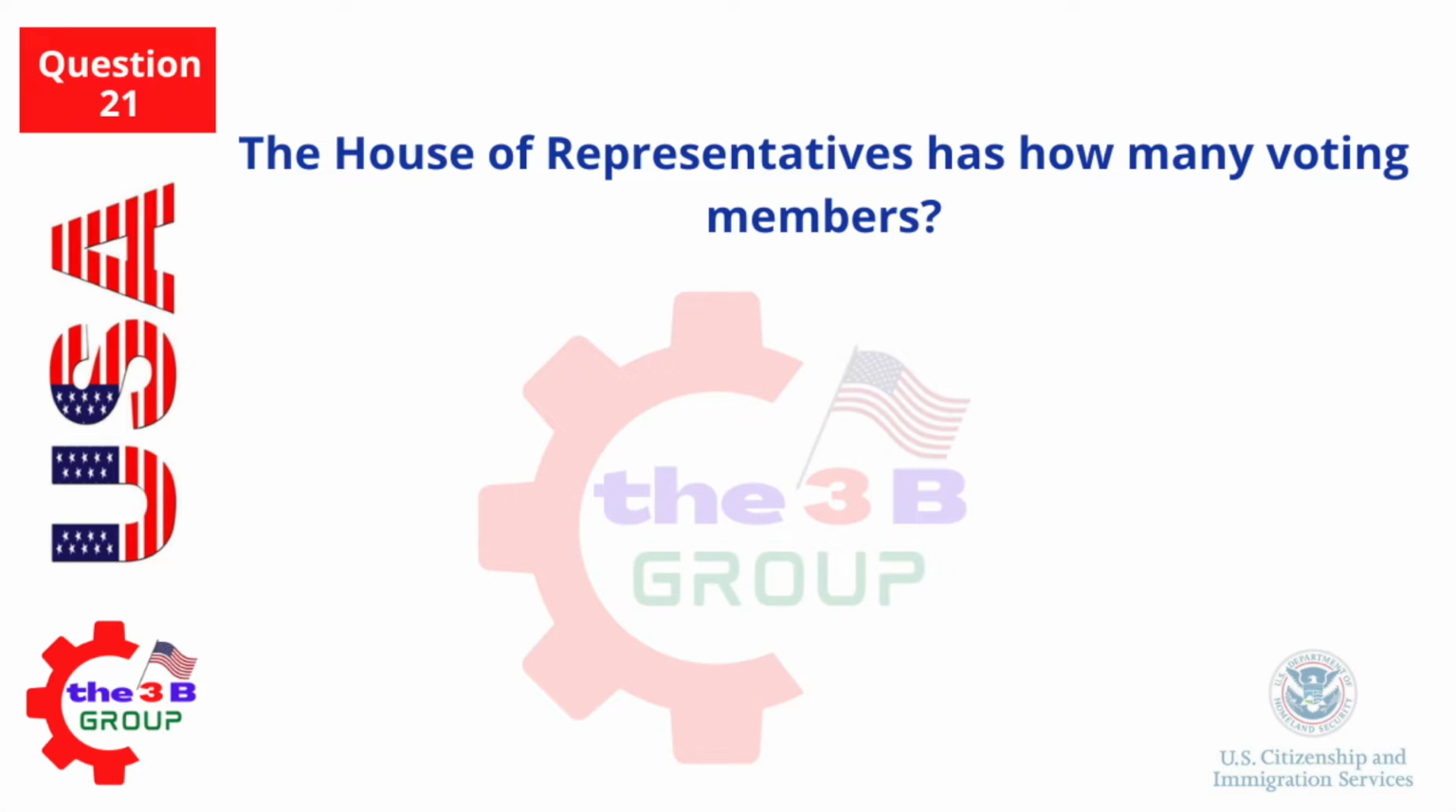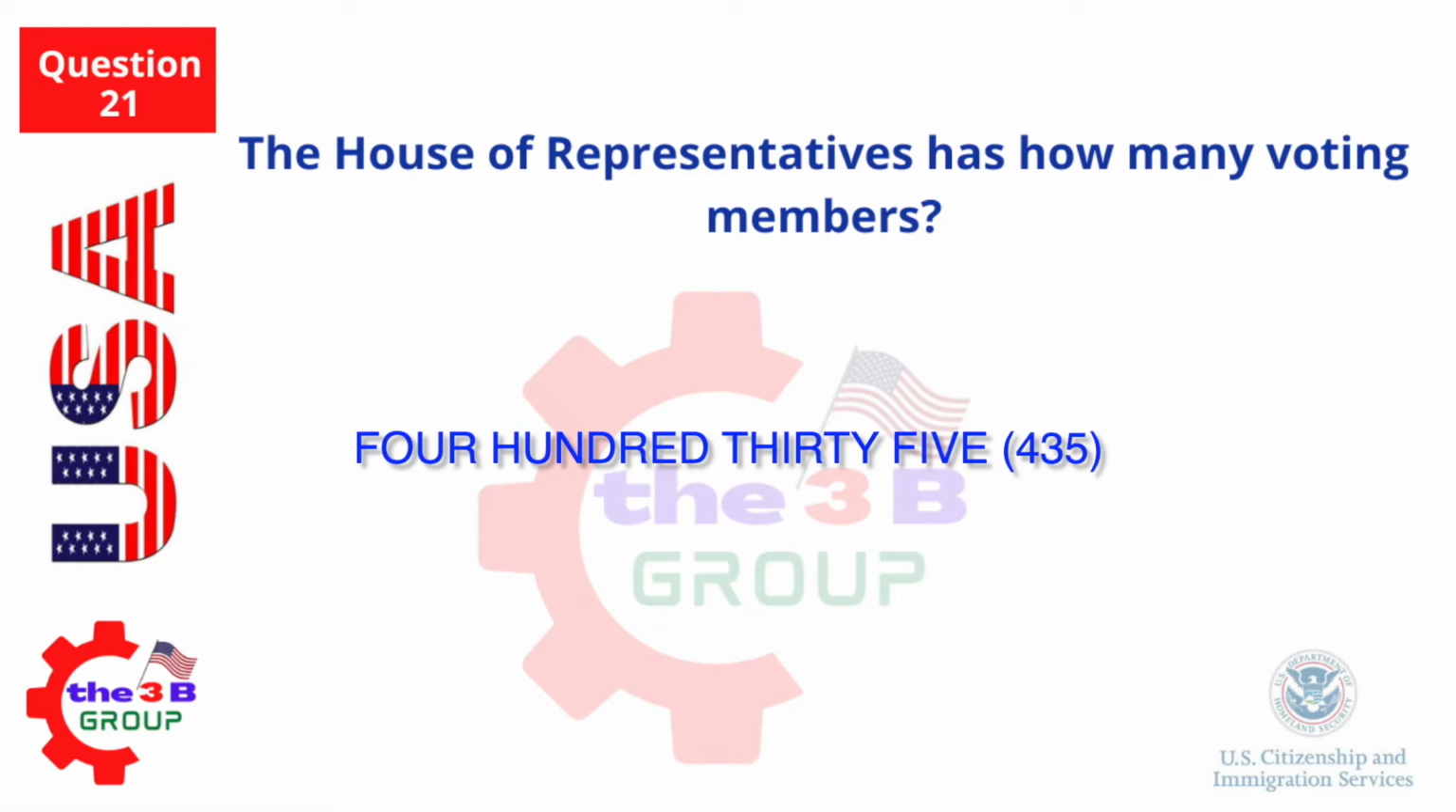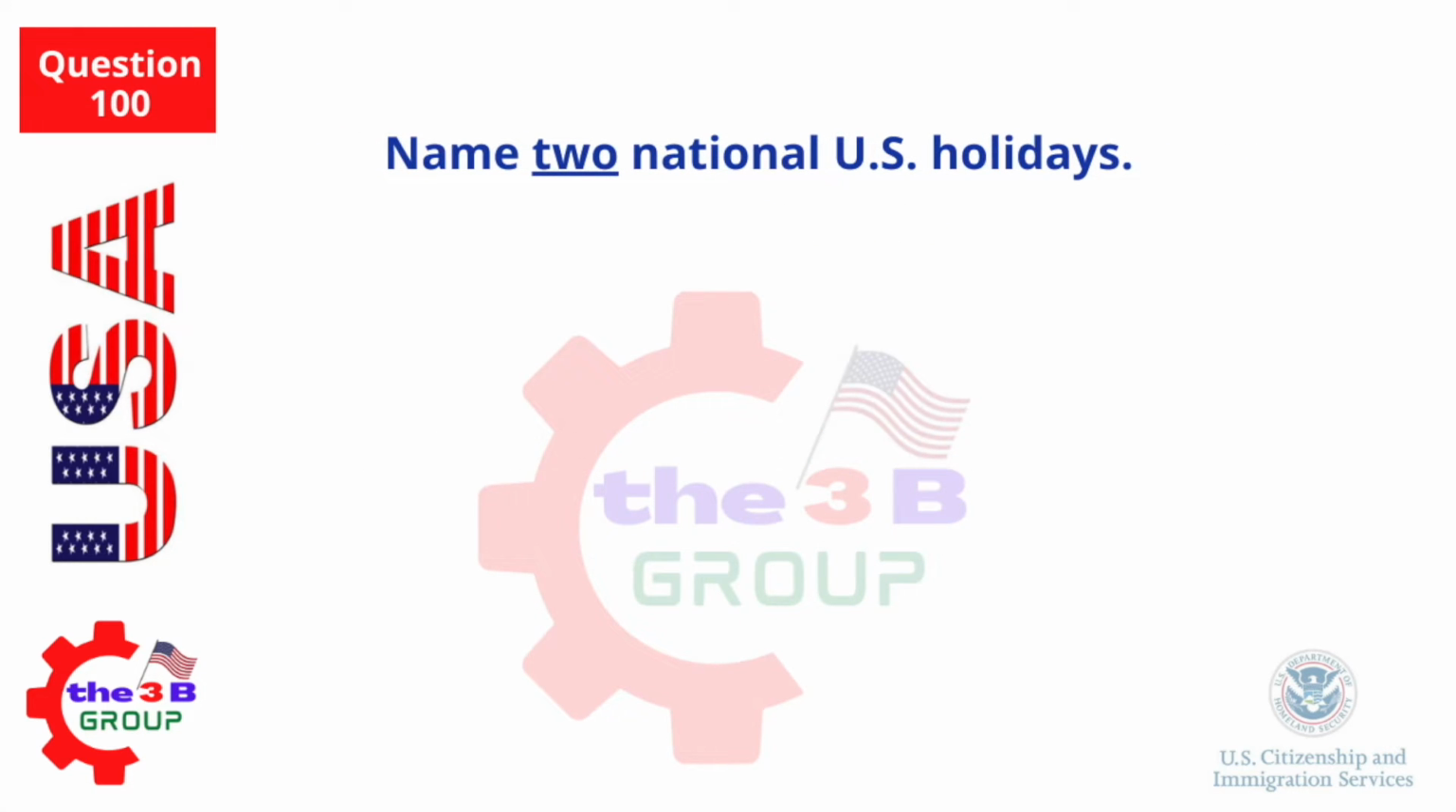The House of Representatives has how many voting members? Four hundred thirty-five.